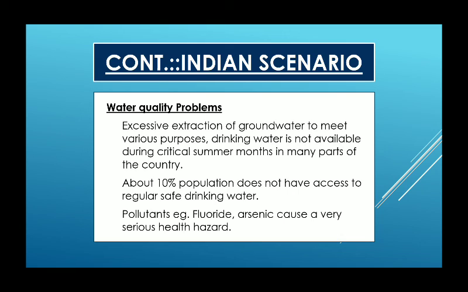The shortage of water in the country is slowly affecting the lives of the people as well as the environment around them. As a result of excessive extraction of groundwater to meet agricultural, industrial and domestic demands, drinking water is not available during the critical summer months in many parts of the country. About 10% of the rural and urban population doesn't have access to regular safe drinking water, and many more are threatened. Contaminants, namely fluoride, arsenic and selenium, pose a very serious health hazard in the country.